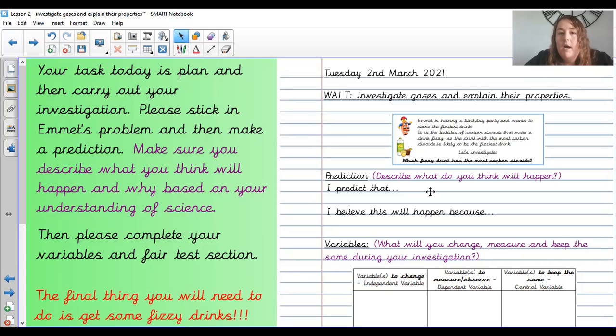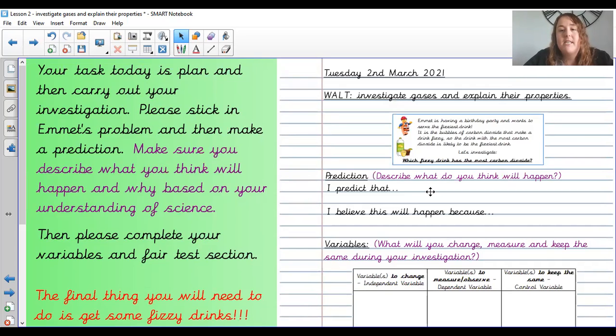So job number 1 is to almost stop here. If you have a couple of fizzy drinks, I'm not talking about testing them all, but if you have 2 or 3 at home at the moment, brilliant, then you can probably go ahead with this investigation. If not, you might have to ask parents, carers at home, the next time they go to the supermarket to please pick up a couple of little bottles. And I think bottles are easier than cans, but if you have cans, that's fine. Maybe 2 or 3 different varieties.